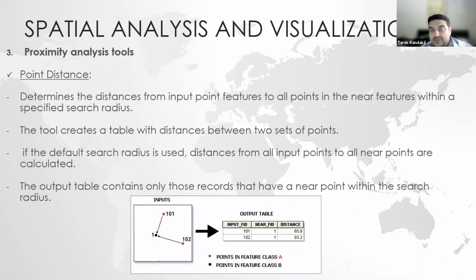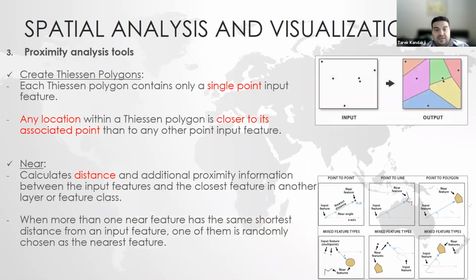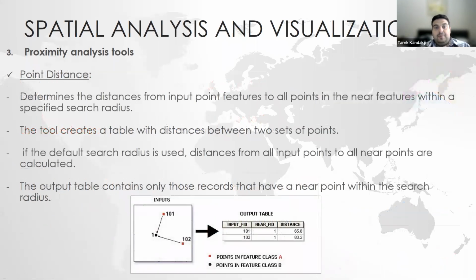There's another one similar to the near. It's called the point distance. Here, the output is not a feature class. In the near toolset, the output will be a new feature class and new information. But for the point distance, the output is a table.